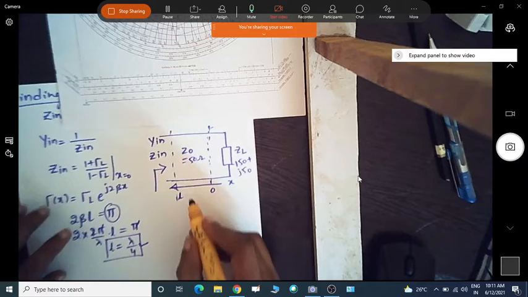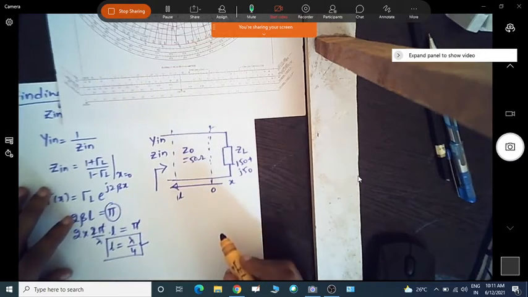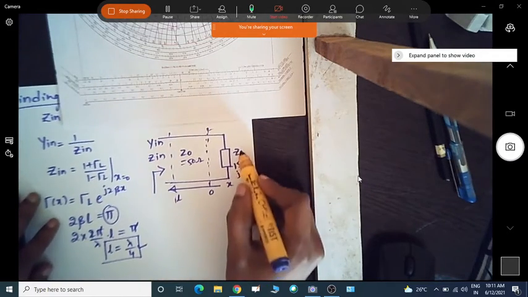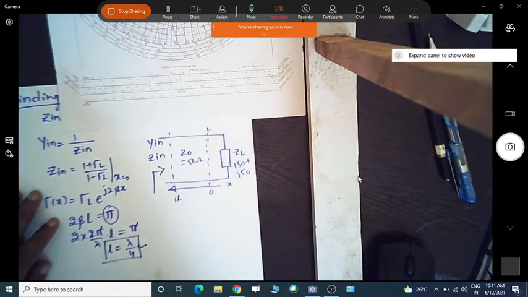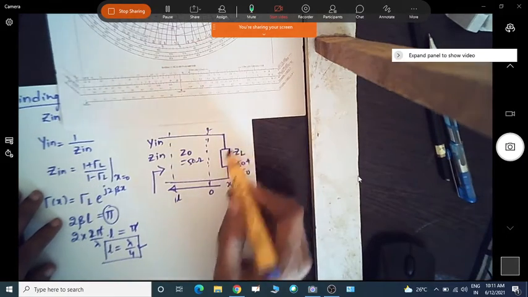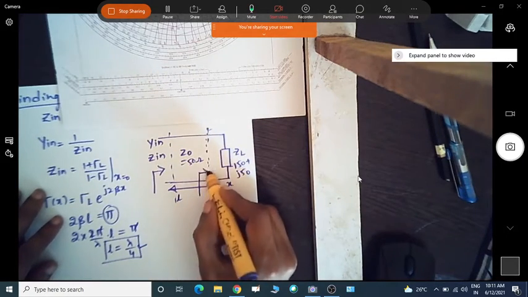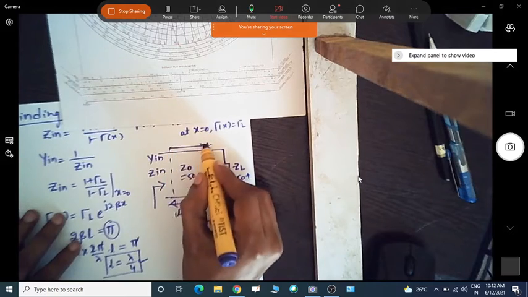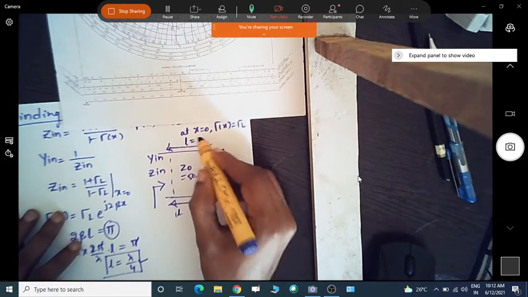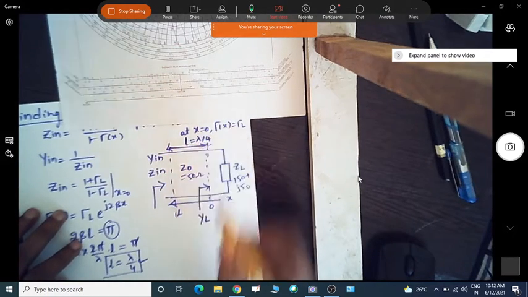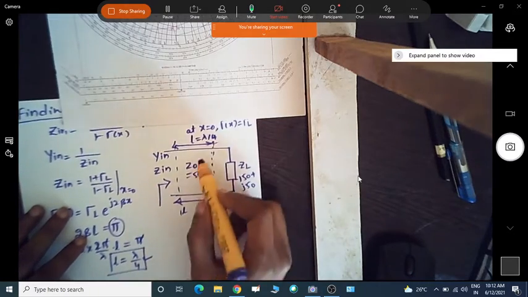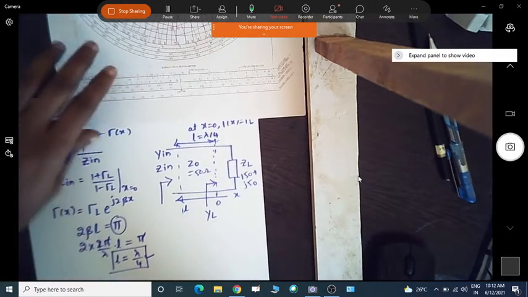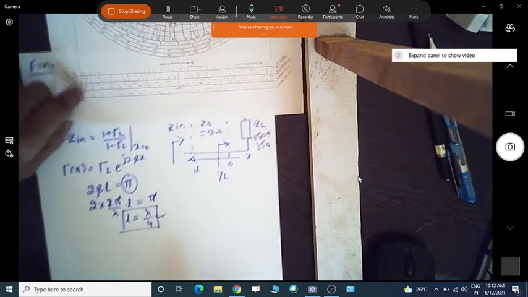So from the ZL point, we can even find out the YL, that is the load admittance. Now let us take the length L equal to lambda by 4 itself. Okay, so now we can find out the input impedance as well as the input admittance.